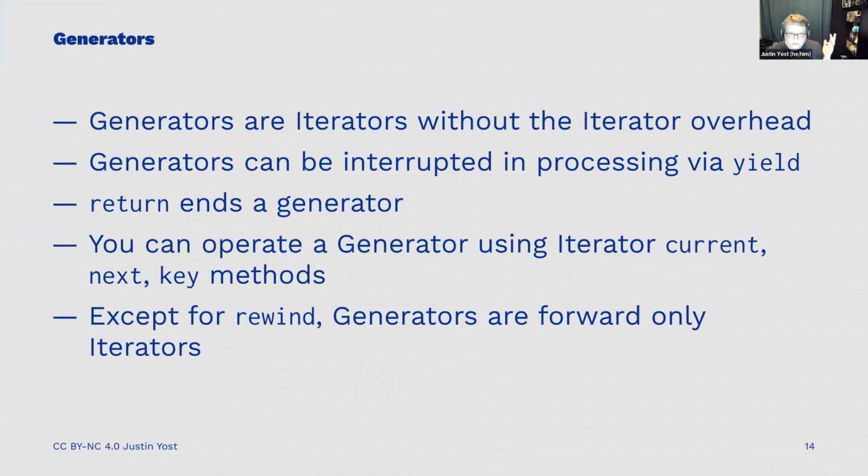So generators, where are we on those? Generators are iterators without that iterator overhead. Generators can be interrupted in processing via that yield keyword. That's literally what we're doing. We're stopping PHP from running the main function that the generator is operating on. The return call actually will end a generator. You can operate a generator using those iterator methods, the current, the next, and the key methods. And except for rewind, generators are forward-only iterators. Generators only go in one direction, just forward. You can't loop through a generator backwards. In an iterator, you can go backwards and forwards and basically any way that you want to.